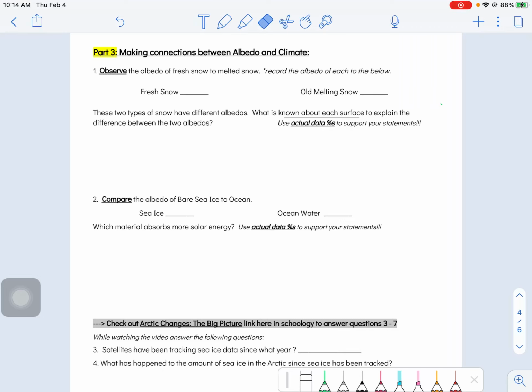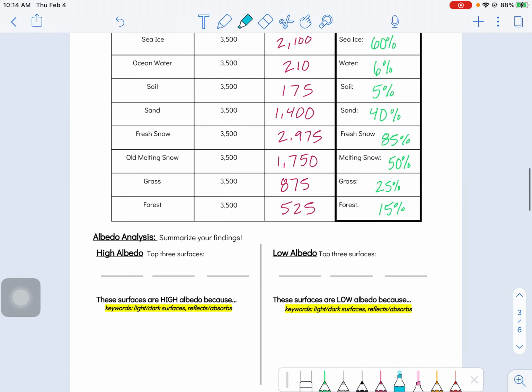All right, albedo part 3. We're taking it a step up today and connecting albedo and climate impacts. So keeping in mind our learning targets, we had them broken down into those 3 questions. What is albedo? We already know that from the background.